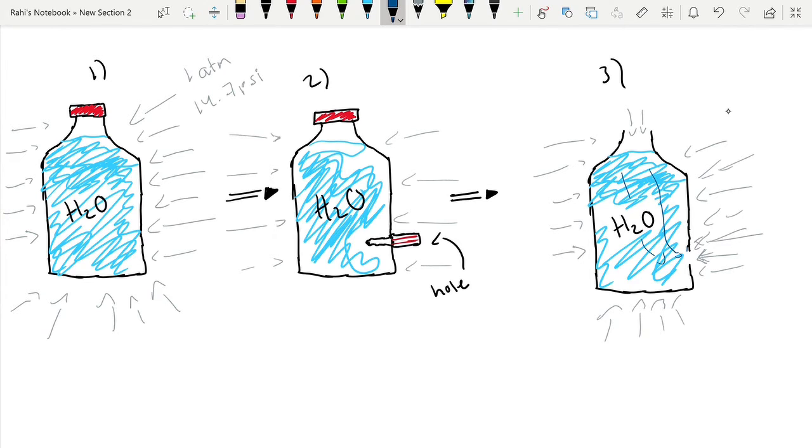And then also, what if the hole gets larger? Well, that's not going to be enough pressure to keep the water inside, right?